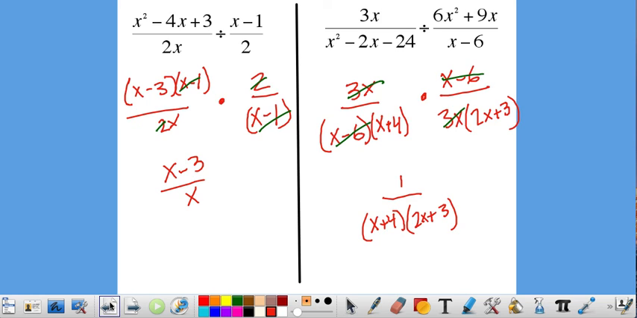Main takeaway today is just don't cancel things that you can't cancel. You only cancel when things are being multiplied. All right, that's it.